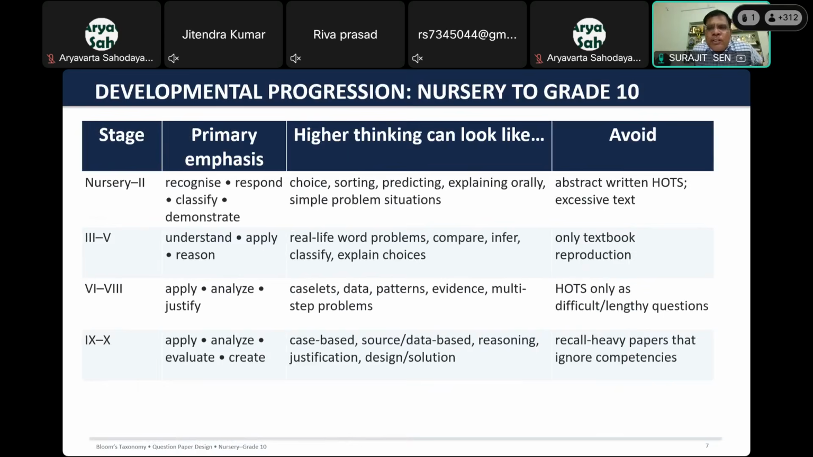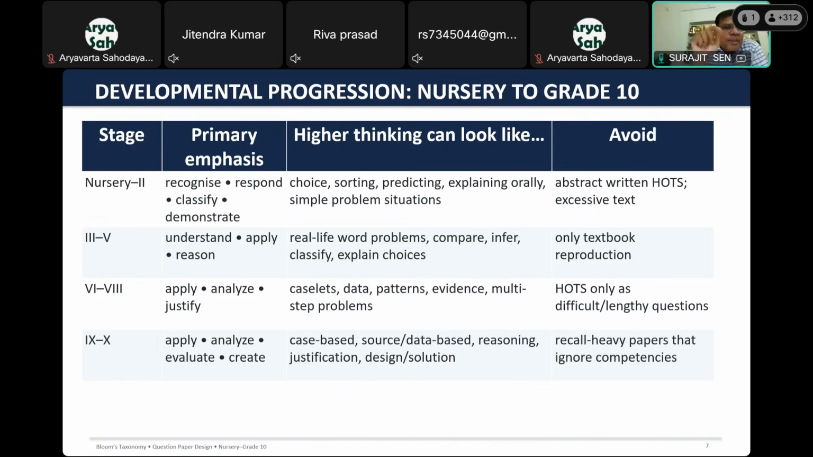Okay, development progress from nursery to other grades, like grade 9 and 10, we can go. Something is blocking this from grade 1 and 2 and so on. So, stage development program: how will we move forward? Primary emphasis is there. You can find what higher thinking can look like and, of course, what are the things we should avoid when we are making papers.